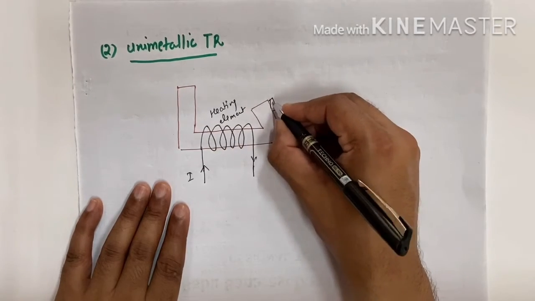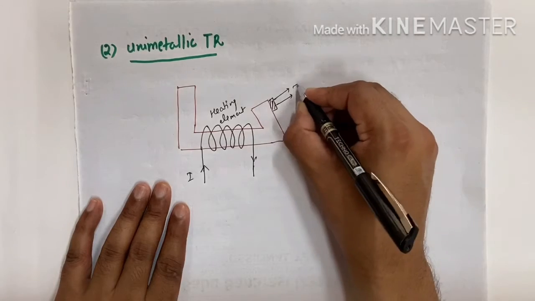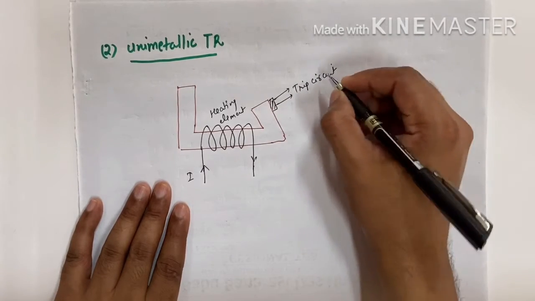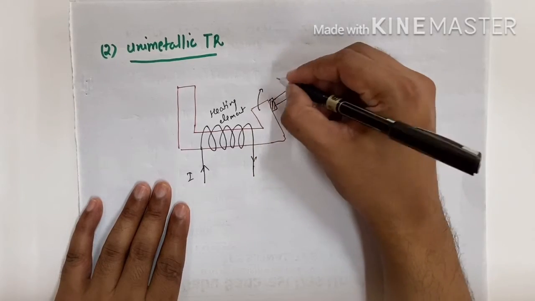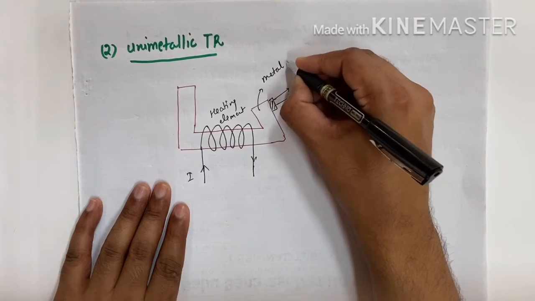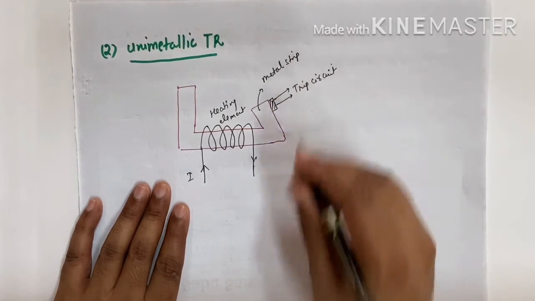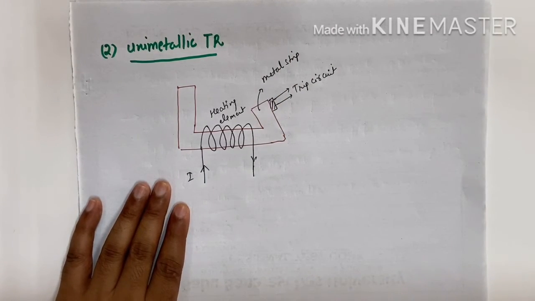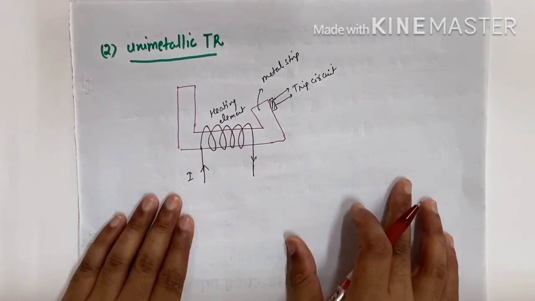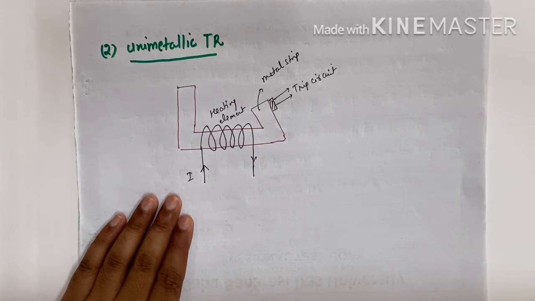Here we can place a flap circuit. This goes to the trip circuit, and this is the metal strip. Now see what is happening here. This is the coil. This coil is attached to the metallic strip as shown in the figure.